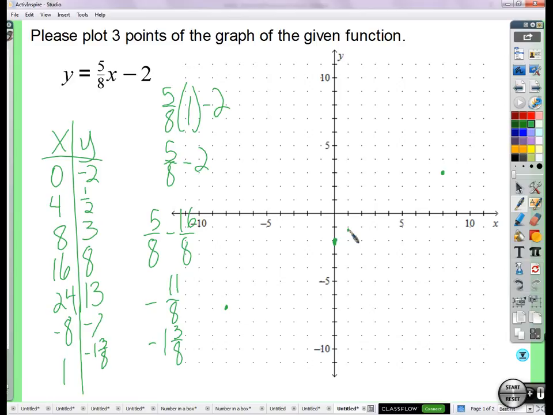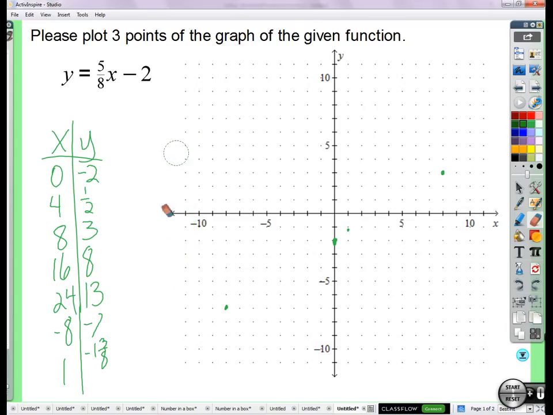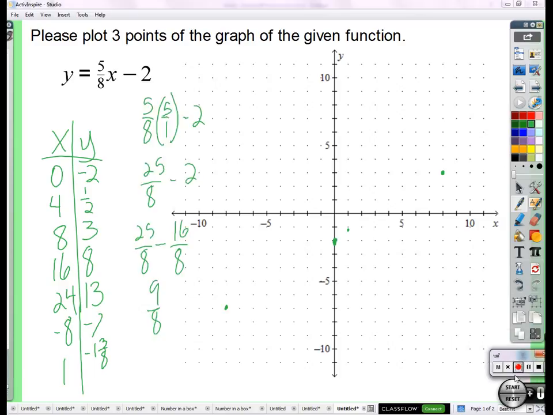Does this one seem to be on the same line that the first 3 looked to be? Does look that way. Are you surprised? I hope not. Okay, let's try plugging in 5. Actually, you guys do that. Plug in 5, see what I get for my output, and then we'll see where that point lands. How many points could we possibly find, theoretically? An infinite number. It would never end.